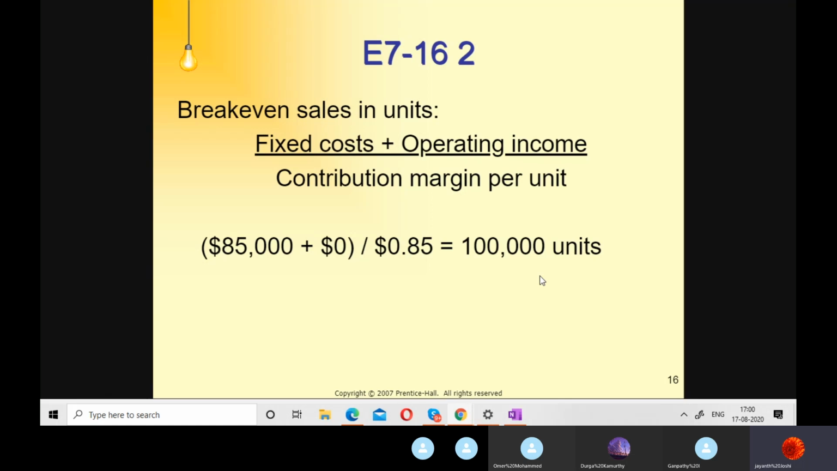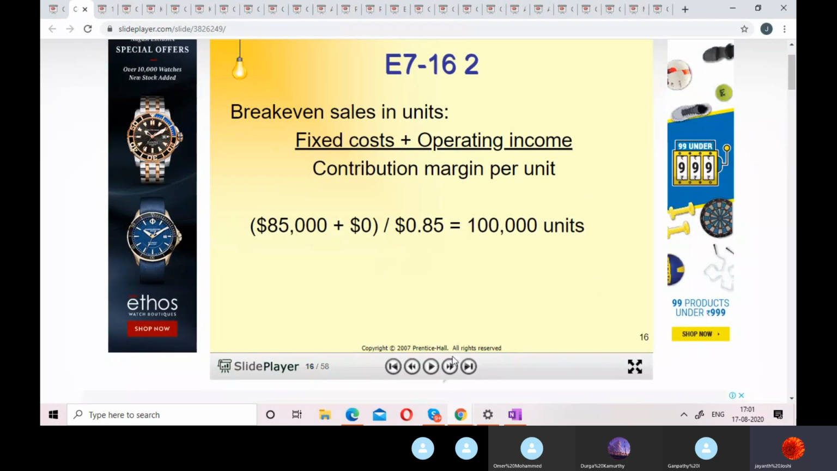Why did I not take operating income? Because I know when I speak about break-even point or break-even sales, the operating income is always going to be 0. Okay, that's the reason I did not take the operating income in the formula, because it is 0 when I speak about break-even point.